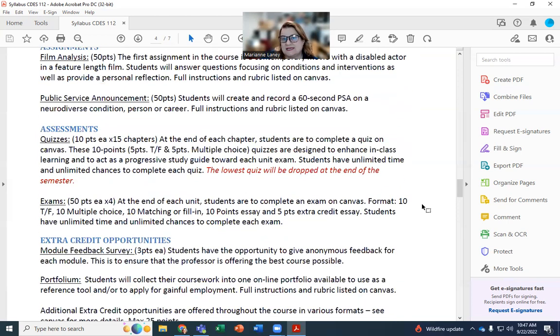Now there is a quiz at the end of every module chapter. They're 10 points each. There are 5 true and false and 5 multiple choice. I switch it up because some people are good at one and some people are not good at the other. You have unlimited time and unlimited chances. And yes, you can be a little bit late. Just email me and let me know you're okay. Let me know your plan.